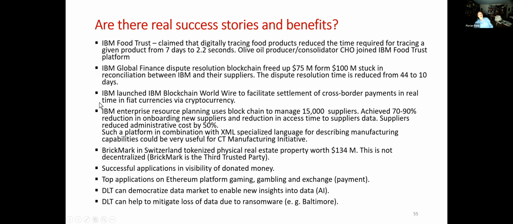Cross-border payments, they claim that they have this via cryptocurrency. I didn't see any example of that, but they claim that they really established that. The 15,000 suppliers, I already mentioned that.